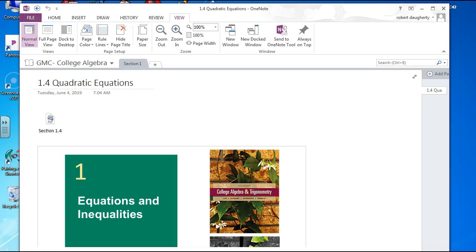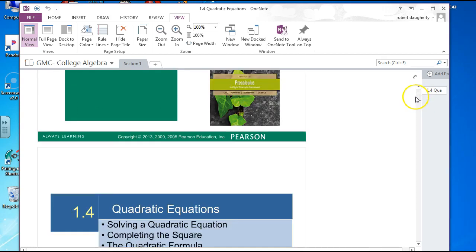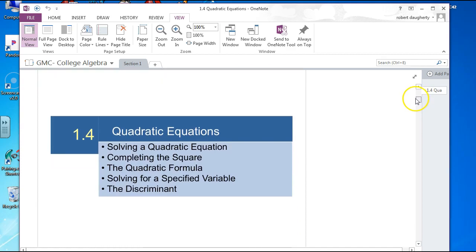Okay, section 1.4. This is the section we need to cover this week for remote learning. So you should be able to watch this video and follow along just like we would a lecture in class. I've got notes and examples that we work along the way.